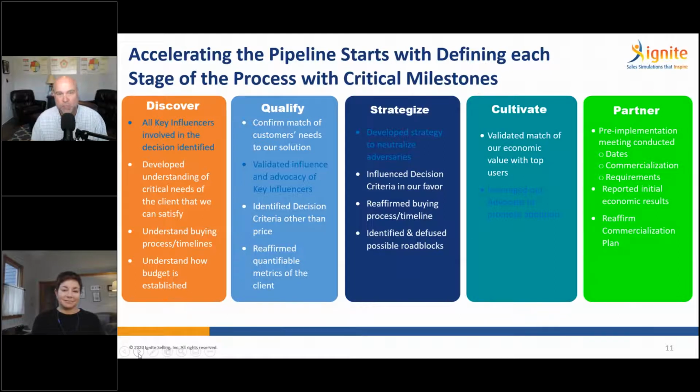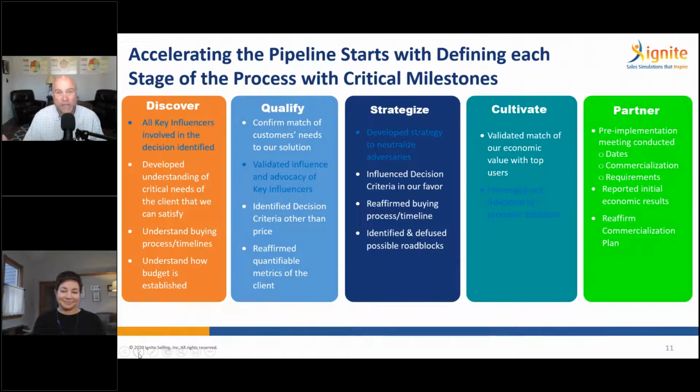So you see a couple of milestones highlighted in blue. And these are things that we should be looking at. So it's not just about identifying the key influencers, as you see here in the discovery phase, but maybe what we also need to be doing is validating the influence and advocacy of those. Which of these key influencers love you and which of those don't?